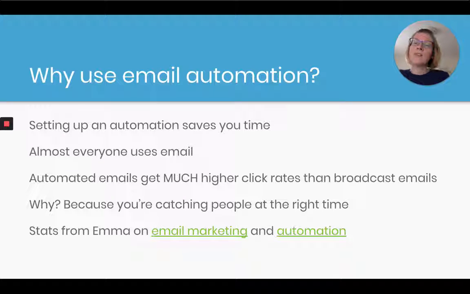Automated emails also get much higher click rates than broadcast emails. Broadcast emails are things like that newsletter that you send out once a month. And the reason for this is because you're catching people at the right time. They sign up for your list because of something, and that's the right time for them. So they expect to get some automated emails back.